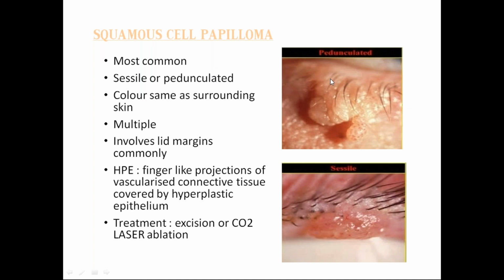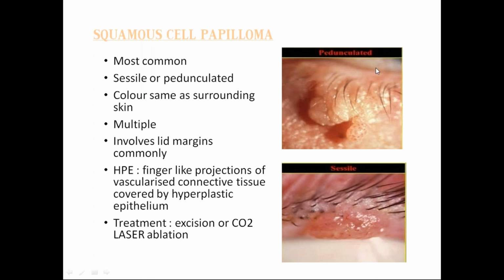So this is the lid margin, and it usually involves the anterior lid margin. Histopathology shows finger-like projections of vascular connective tissue covered by hypoplastic epithelium. Usually the treatment is to excise the tumor, or you give a carbon dioxide laser ablation. You just ablate that aspect of the tumor.